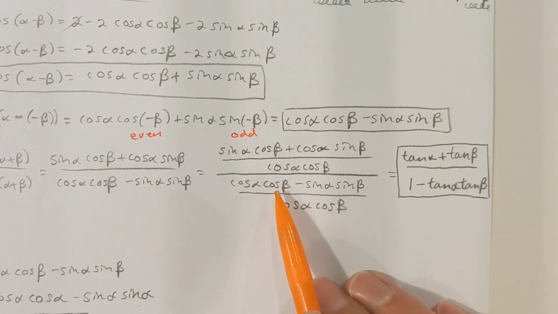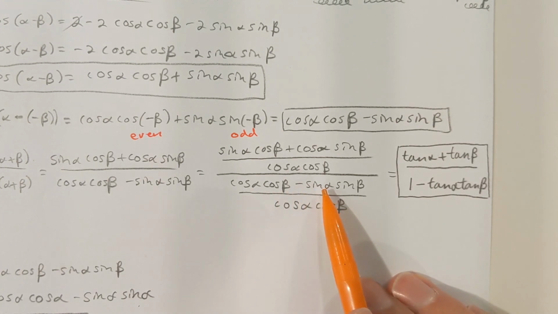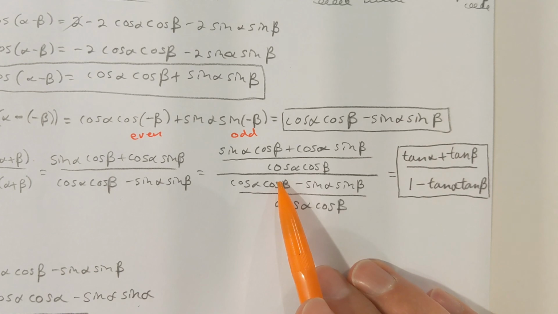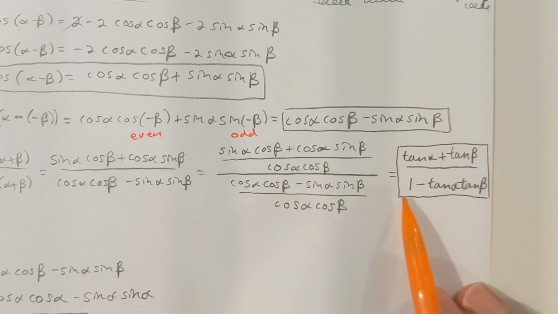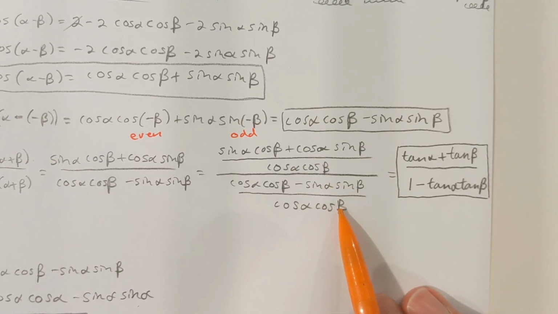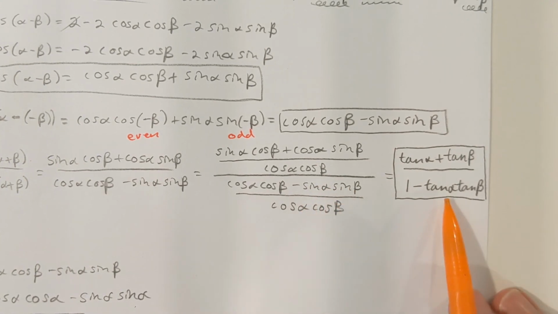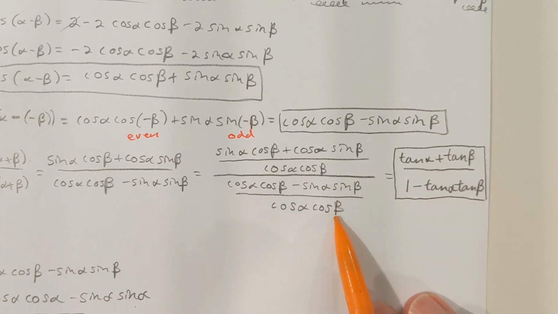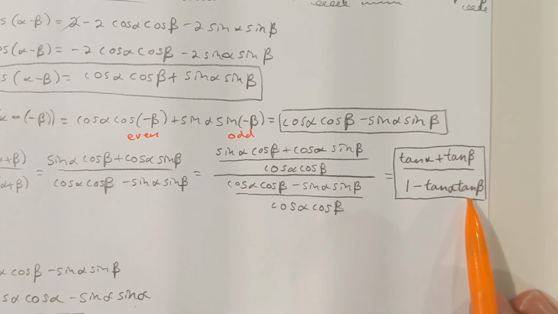If I were to split the fraction into 2 that are in the denominator, cosine alpha cosine beta divided by cosine alpha cosine beta, that would be 1. And then minus sine alpha sine beta over cosine alpha cosine beta. Well, sine alpha over cosine alpha, that'd be tangent alpha. Sine beta over cosine beta, that'd be tangent beta.